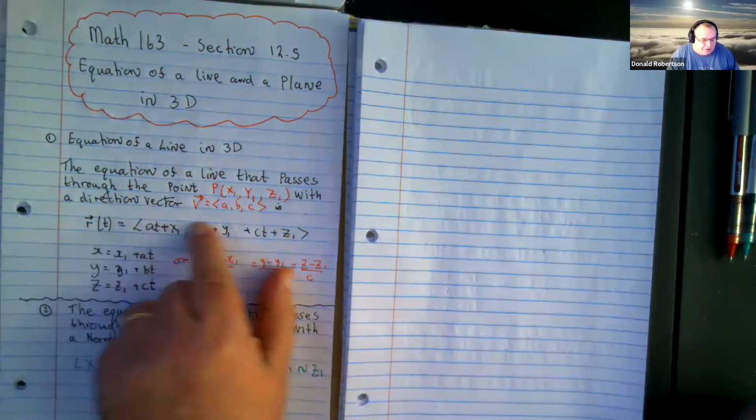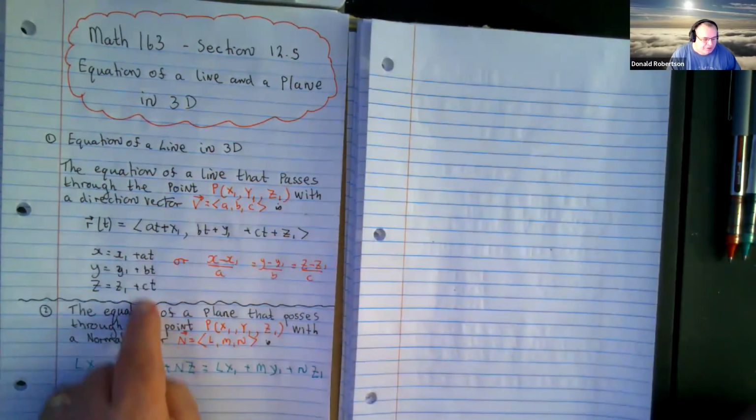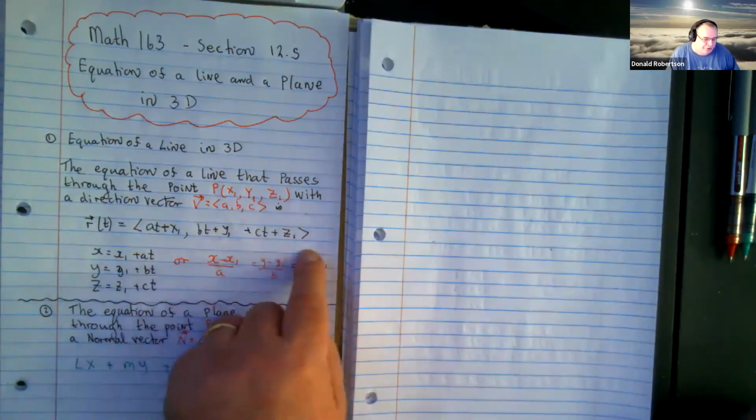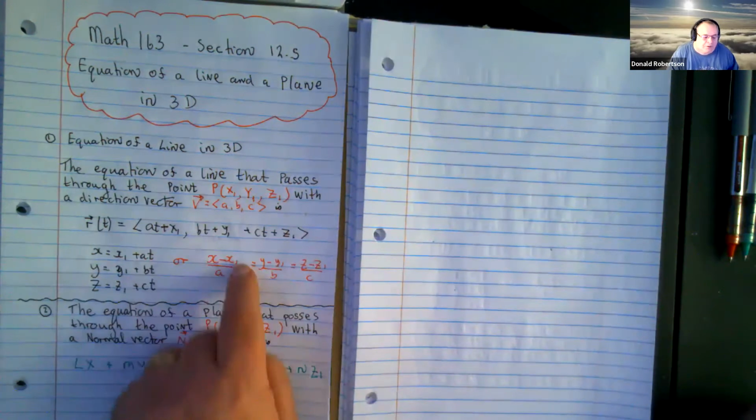If you write it like this, it's essentially the vector form. If you write it like this, it's the parametric form. And if you write it like this, it's the symmetric form. So the equation of a line has three different formats.